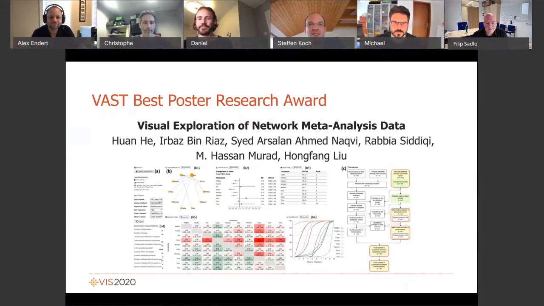And the VAST Best Poster Research Award goes to Visual Exploration of Network Meta Analysis Data by Huan Wei and colleagues. Congratulations.